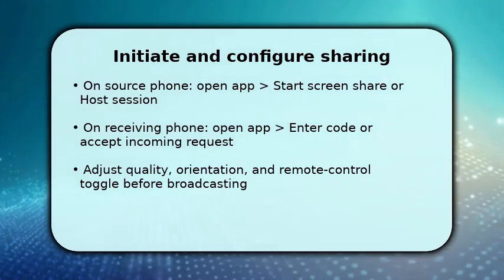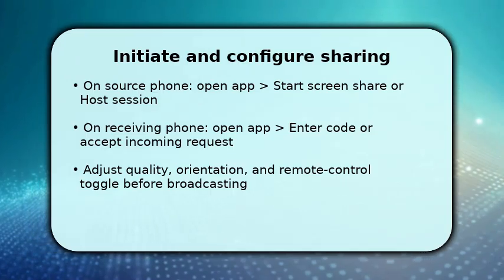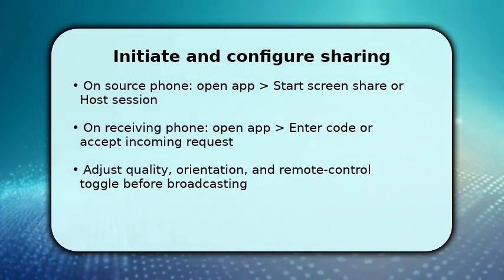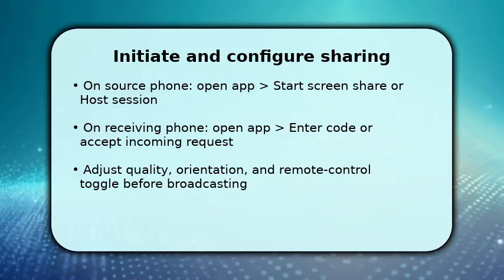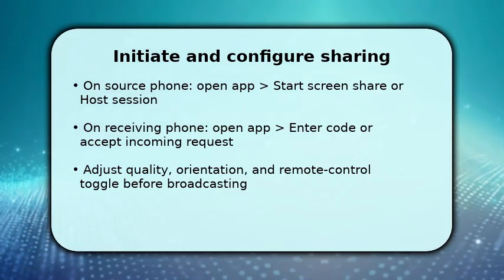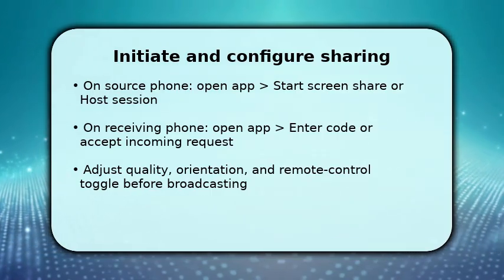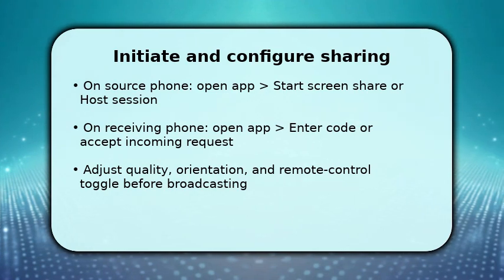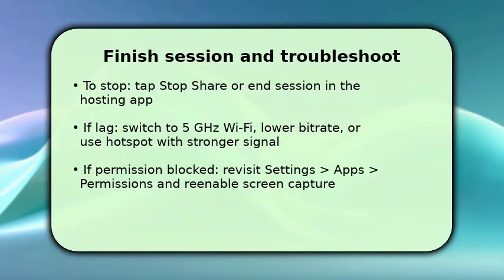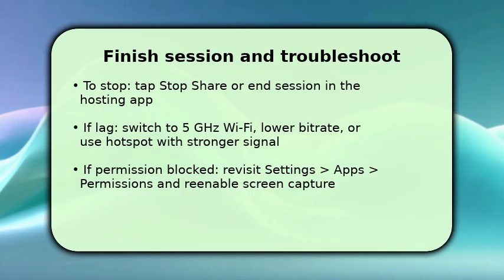Once connected, adjust stream options, lower quality to reduce lag, lock orientation for a stable view, and enable or disable remote control depending on whether you want the other user to tap. Make sure notifications are muted to avoid interruptions. Finish cleanly by tapping Stop Share or ending the session in the app. Confirm both phones show the stream has ended.